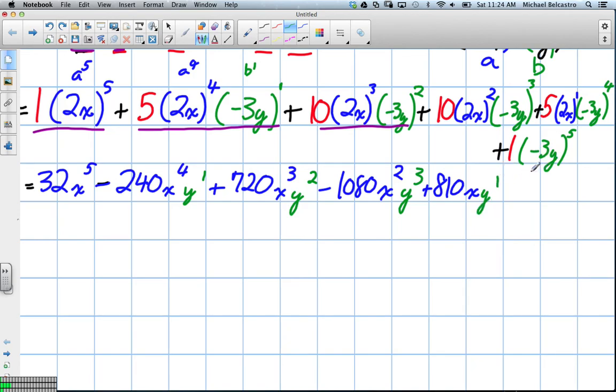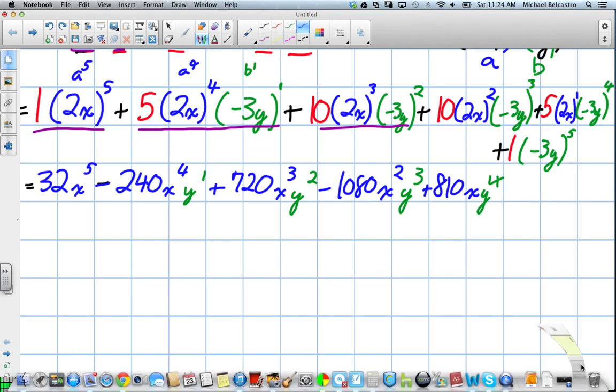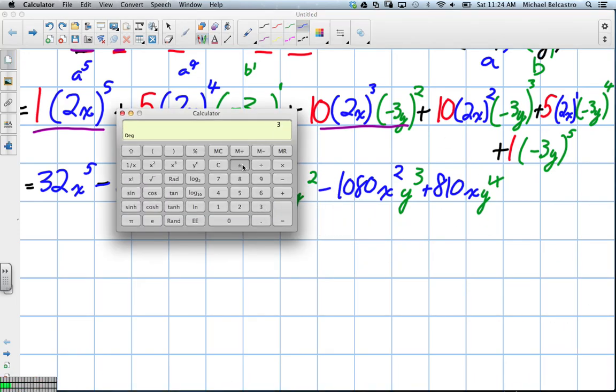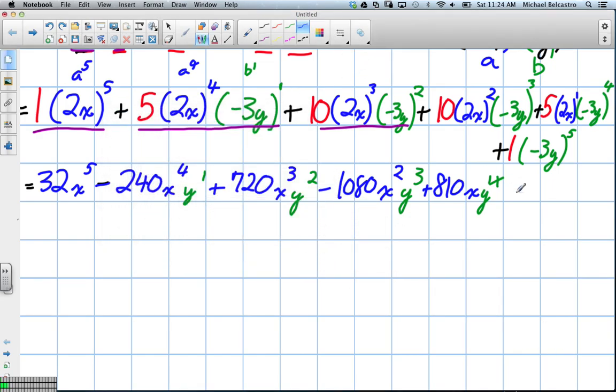And then finally, the last one is essentially just going to be the 5th power of that. Is y to the 4th? Oh, yes, it is. I forgot to put the other part there. And then finally, our last value here: negative 3 to the power of 5, negative 243, and then y to the 5th.